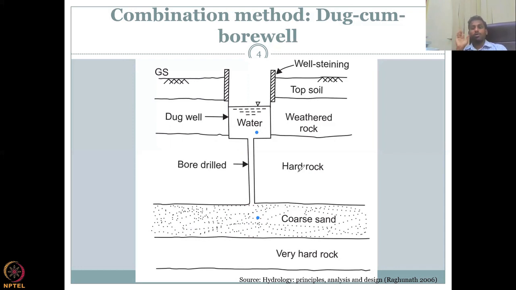So always bore is for deep aquifers. It is much, much deeper and the width is smaller. Whereas a dug well is for the shallow aquifer and it is much bigger. Okay. So here you have the ground surface, GS, and then you have the well with the lining on both sides. Then you have a dug well, which has a water table, but then it is very small. So you need extra water and you made this connection. So this is also done and it is not as bad as your deep, deep bore wells.